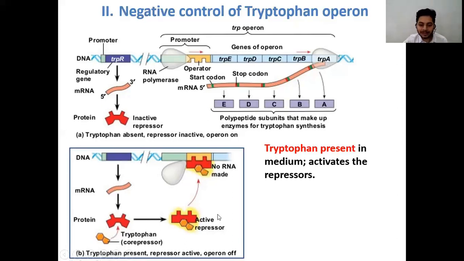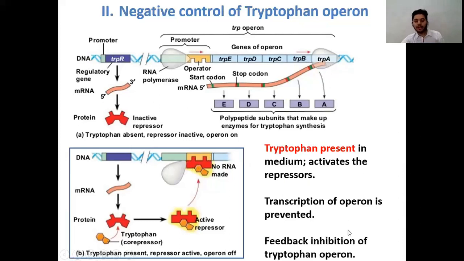So these are my active repressors, and they are capable of binding to the operator region, which I had shown here. So the operator region is now occupied by the active repressors, which are activated by your tryptophan co-repressor. And therefore, the pathway of RNA polymerase is blocked. Over here, you can see that the pathway is blocked, and RNA polymerase can no longer transcribe my structural genes. And therefore, the tryptophan operon is switched off.